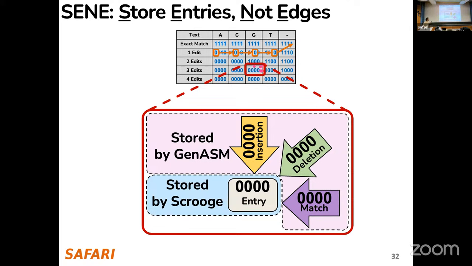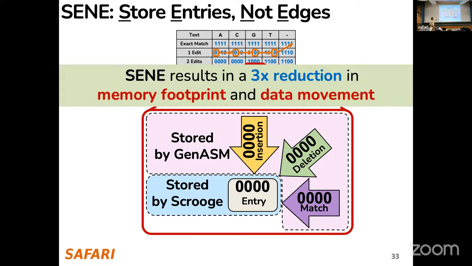Now, clearly, if you are only storing the entry and essentially discarding the arrows that you computed, then later during this traceback operation, when you need to traverse the arrows in the opposite direction, you need to regenerate them. Otherwise, you don't know where the arrow goes. But it turns out that's quite low overhead. You need this for only very few entries, and it's cheap to do. So this quite easily gives us a 3x reduction in memory footprint and data movement.